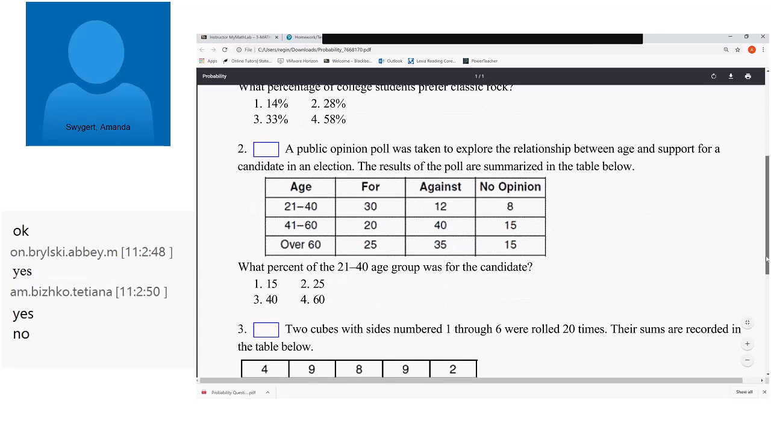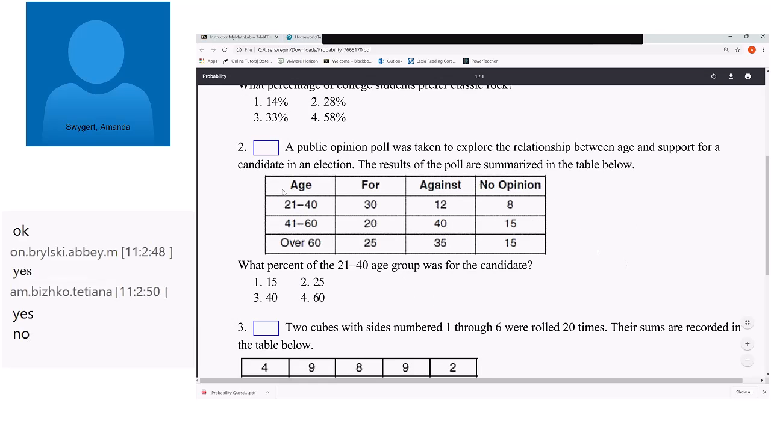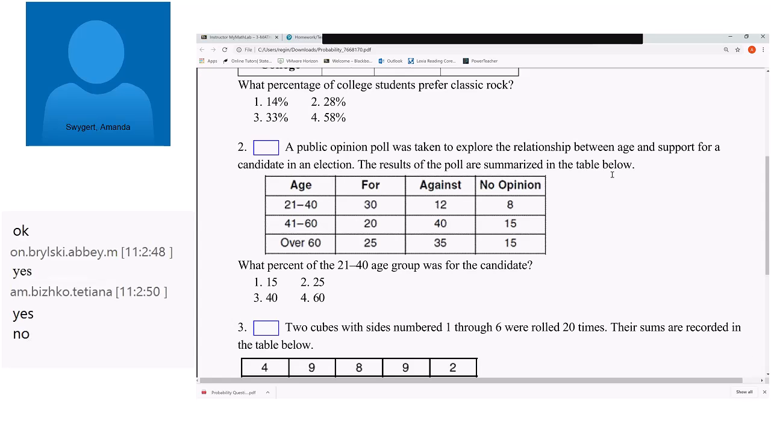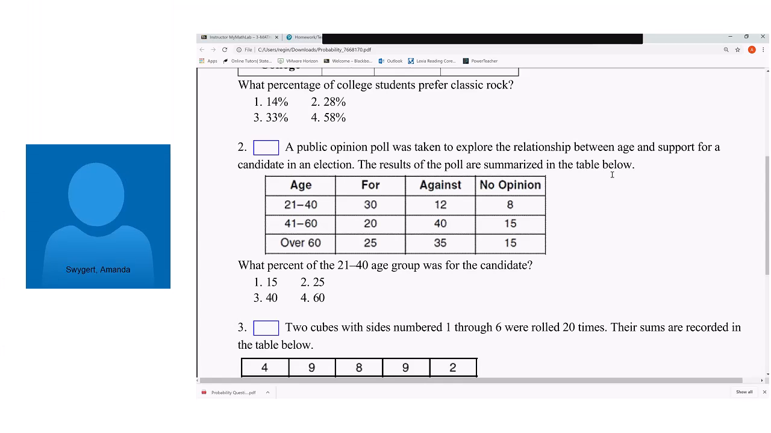I'm going to do an alternate example with this exact problem, number 2. I'm still going to use this table. Tatiana, walk through the steps with me. If I want to know what percent of the 41 to 60 age group was against the candidate, the first thing I would do is see how many people were asked from that age group. If I'm only concerned with the 41 to 60, I'm going to figure out how many people they asked. That would be 20 people plus 40 people plus 15 people. So 75 people in that age group were asked.